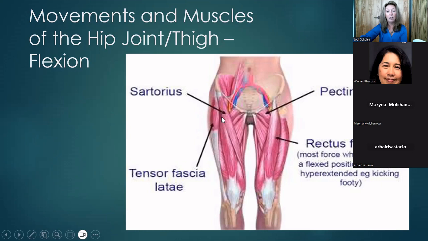Take a look. Here's that long bone, that long muscle, sartorius. I believe that's the longest muscle in the body, sartorius.